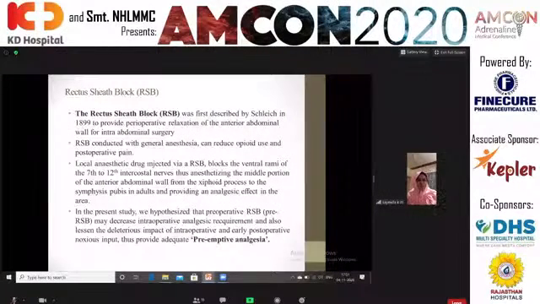Rectal sheath block was first described by Schleich in 1899 to provide perioperative relaxation of the anterior abdominal wall for intra-abdominal surgery. Rectal sheath block conducted with general anesthesia can reduce opioid use and postoperative pain. Local anesthetic drug injected via RSB blocks the ventral rami of the 7th to 12th intercostal nerves, thus anesthetizing the middle portion of the anterior abdominal wall from the xiphoid process to the symphysis pubis in adults and providing an analgesic effect in the area. In the present study, we have hypothesized that preoperative RSB may decrease the intraoperative analgesic requirement and also lessen the deleterious impact of the intraoperative and early postoperative noxious input, thus providing adequate preemptive analgesia.